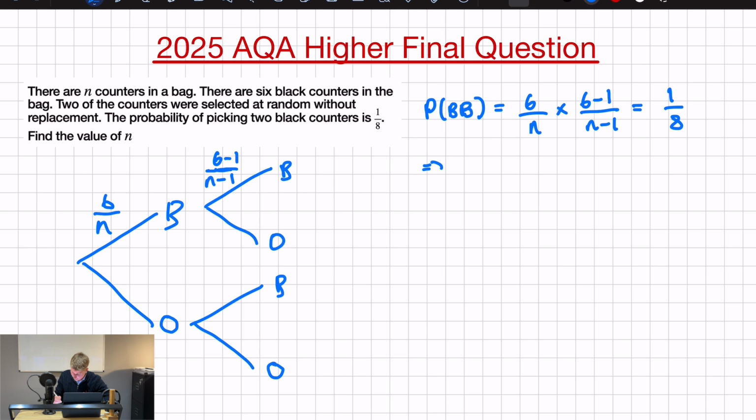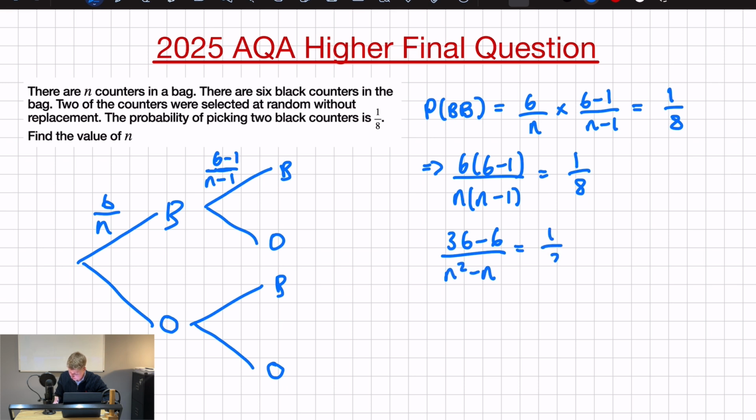Simplifying the left-hand side of this equation, we need to multiply these 2 fractions together. So 6 multiplied by 6 minus 1 over n times n minus 1. And this is equal to 1/8. Expanding the numerator, we get 36 minus 6. And then expanding the denominator, we get n squared minus n. And this is equal to 1/8.